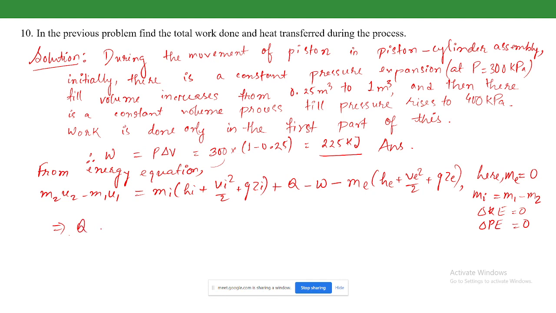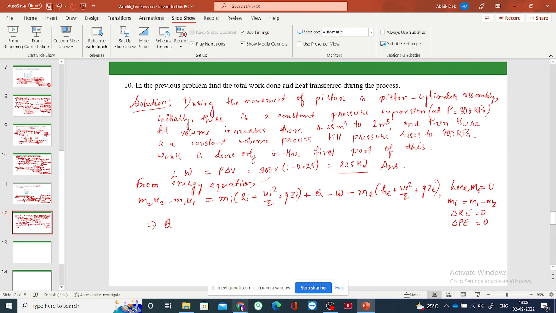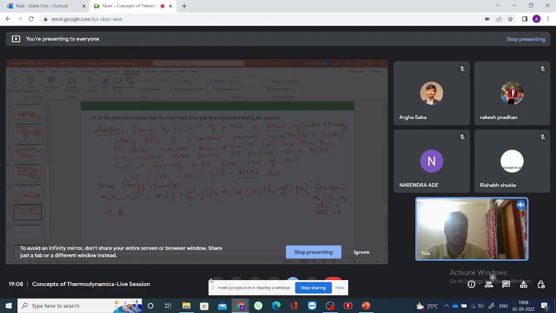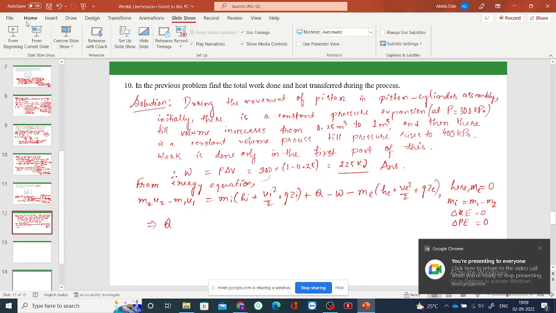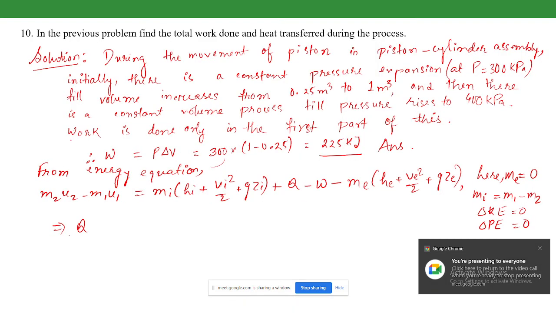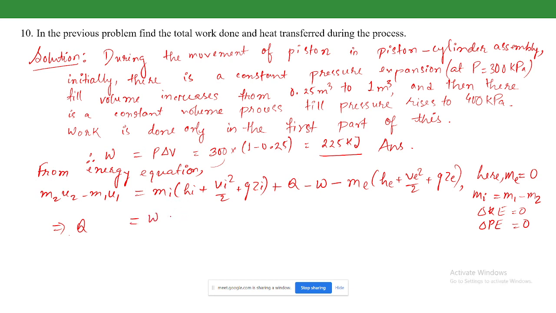therefore the heat transfer, is there any doubt? Any doubt? No, sir. Okay. So this Q will be equal to W plus m2 u2 minus m1 u1. me is 0, so when you take it to this side, minus mi hi.